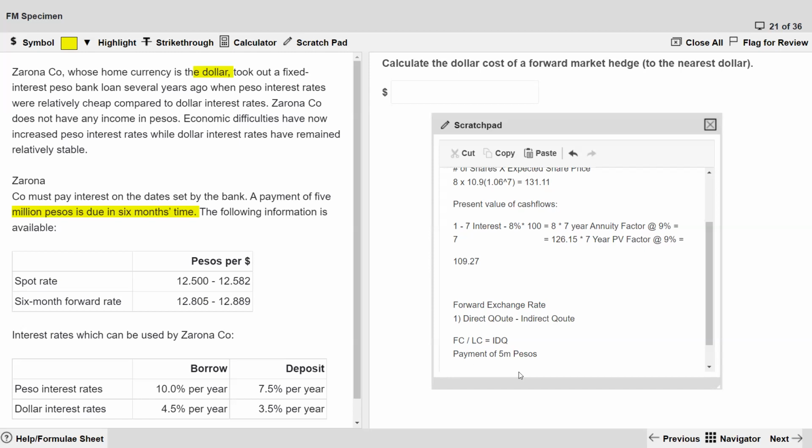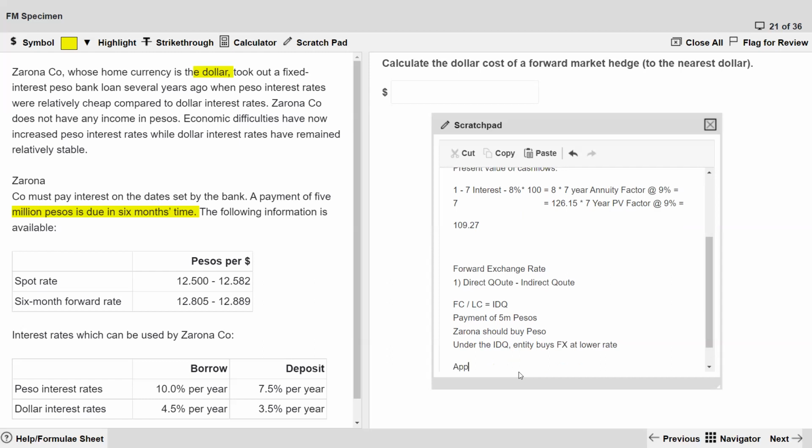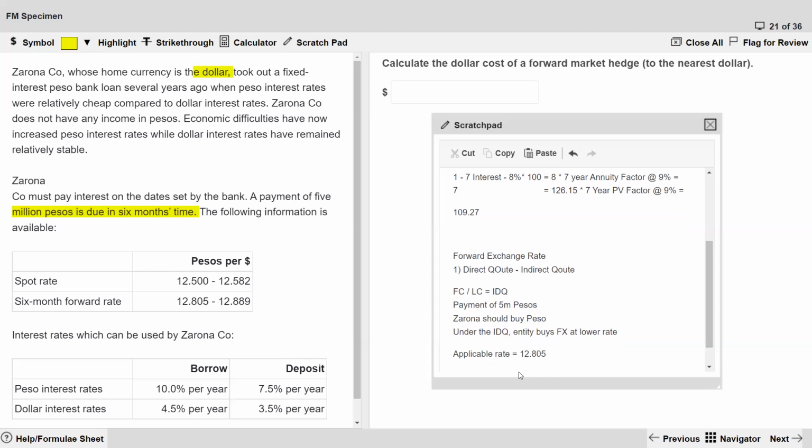So Zarona should buy pesos. Under the indirect quote, the entity buys foreign exchange at the lower rate. Hence the applicable rate is going to be 12.805. Resultingly, if the applicable rate is 12.805, what's actually going to happen?